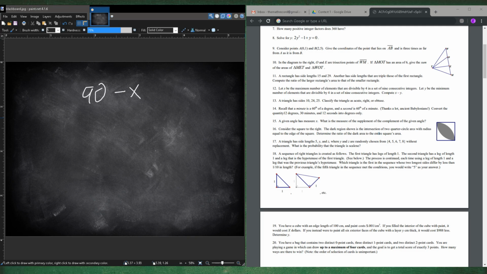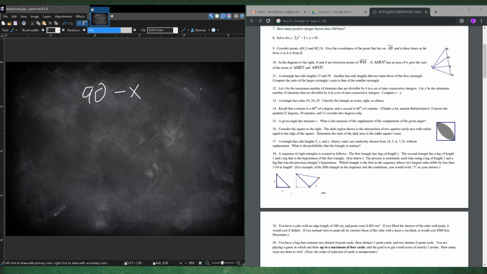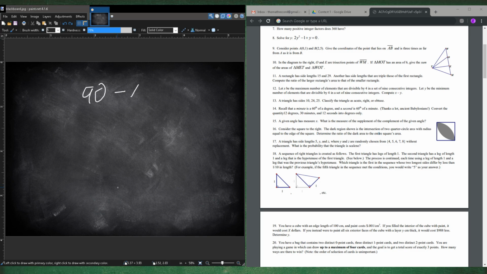So what's the measure of the supplement of the complement of the angle? The supplement of this angle is this angle plus another angle equal to 180. So it'll be 180 minus this angle, which is minus (90 minus x). And then a negative is positive. So what do we get? 90 plus x. So this will be the answer, 90 plus x. You're not going to get an actual number answer, like 200, that's bigger than 180, or like 45, because it's not going to work, because you don't have a degree measure already given.